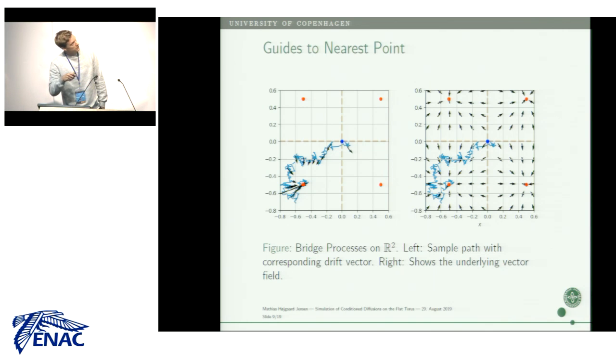And just to give you an idea of how it looks, the left image here is a sampled process from the proposed diffusion, and added are vectors of the drift term guiding to the closest point. So you see, as time goes by, the drift becomes stronger towards the conditional point. And on the right side, we have the underlying vector field structure of this.